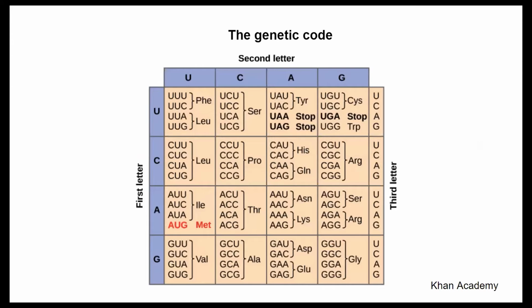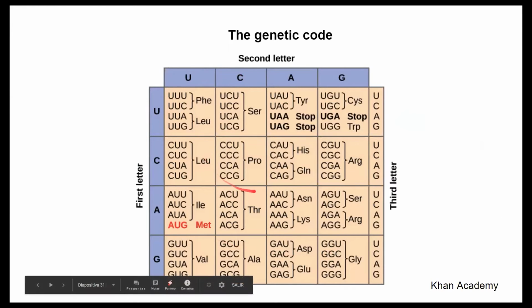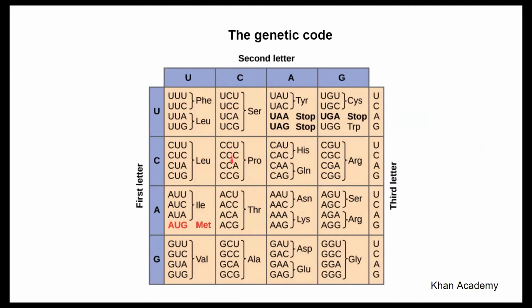And the genetic code has been figured out. It is a genetic code of 3 bases, and it's degenerate because some of the different combinations of base pairs can give the same amino acid.